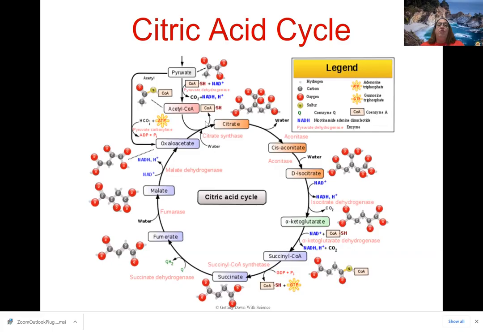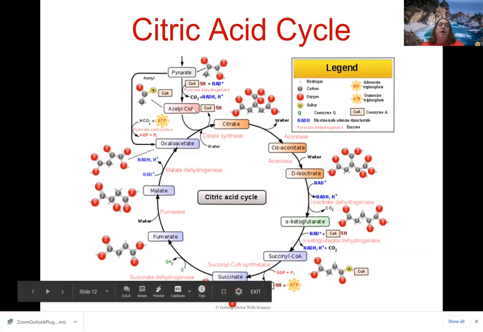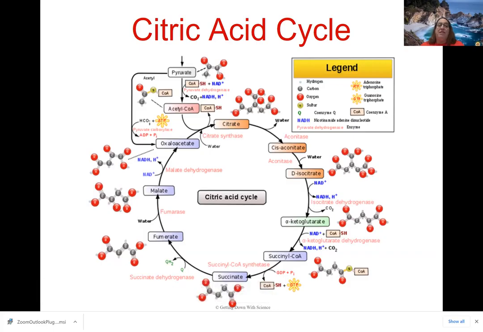And so here you have a very detailed diagram of the steps of the Krebs cycle or citric acid cycle. Do you need to know all of these steps? No. Not unless later on in life you are going to be studying the citric acid cycle in particular as your main research area of focus, then you would need to know it all.